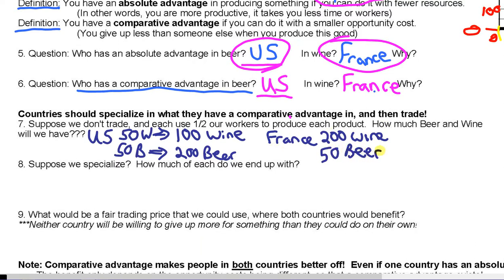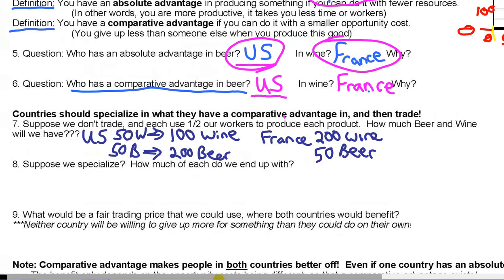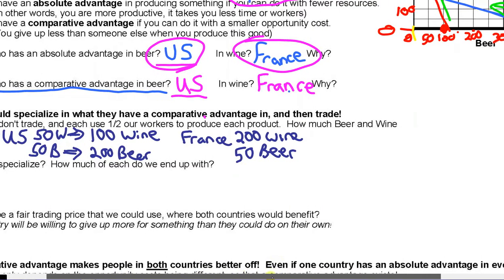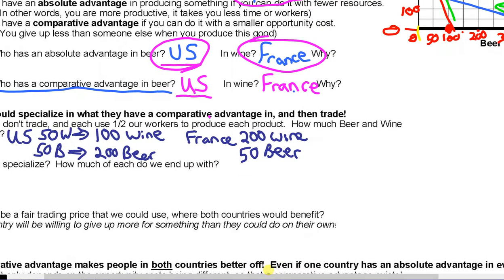Now, what I like to do at this point is total. In the world, how much do we have to drink? Well, we're going to have 100 wine in the U.S., 200 in France, 300 wine. And in the U.S., we're going to make 200 beer. In France, they'll make 50. We're going to end up with 250 beer. So this is the world total production here.